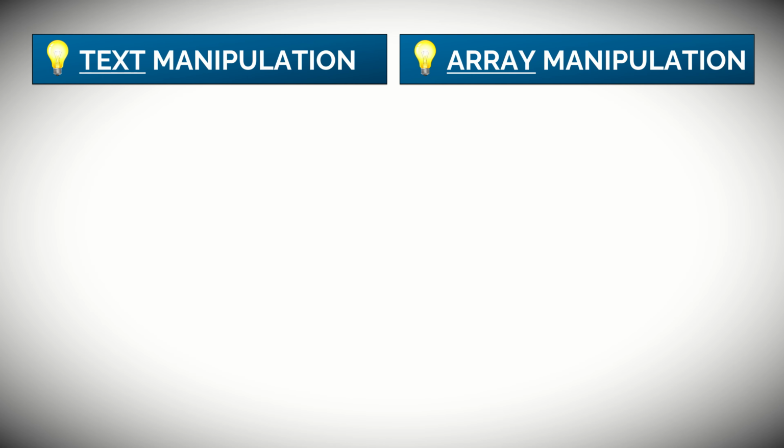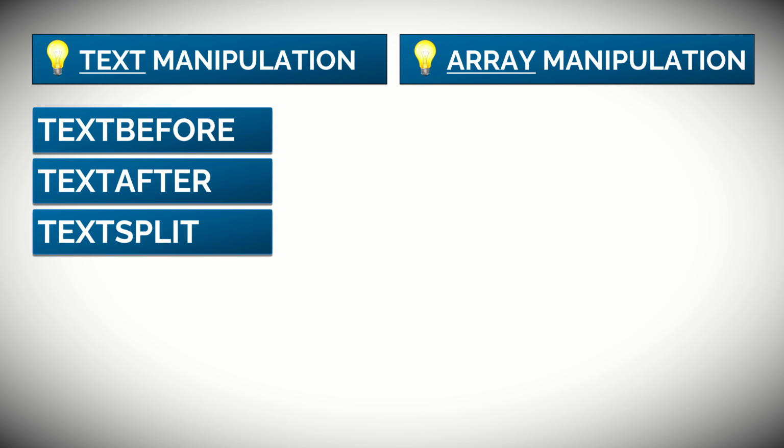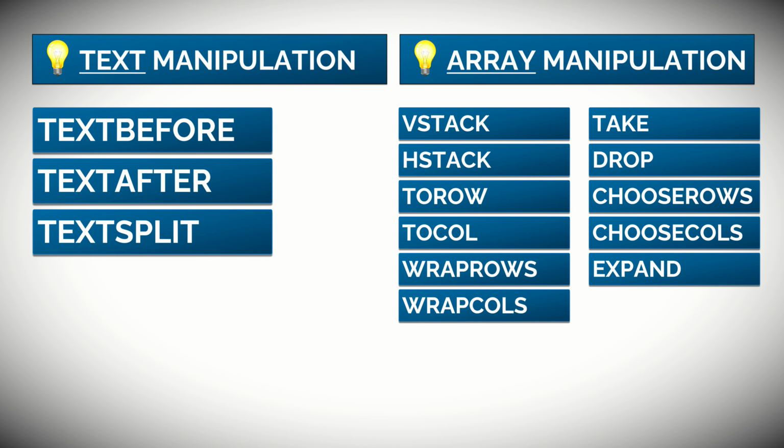A lot of new functions are coming to Excel this year. There are 14 in total, and these functions fall under two main categories: text and array manipulation. Today, I'm going to show you everything there is to know about these new text functions and why some of our old Excel habits are going to be a thing of the past.